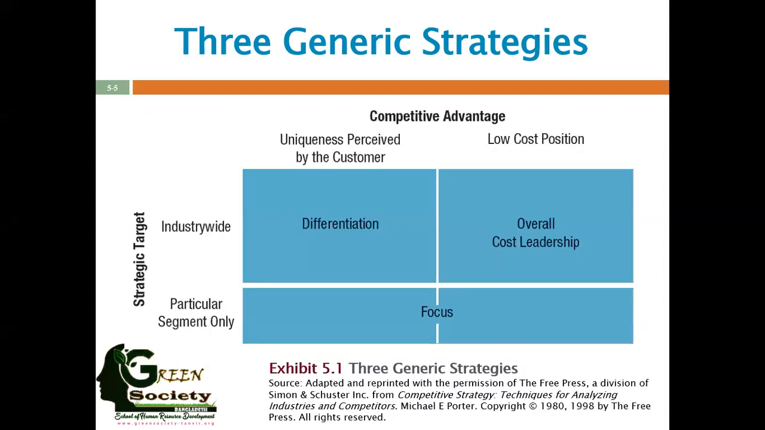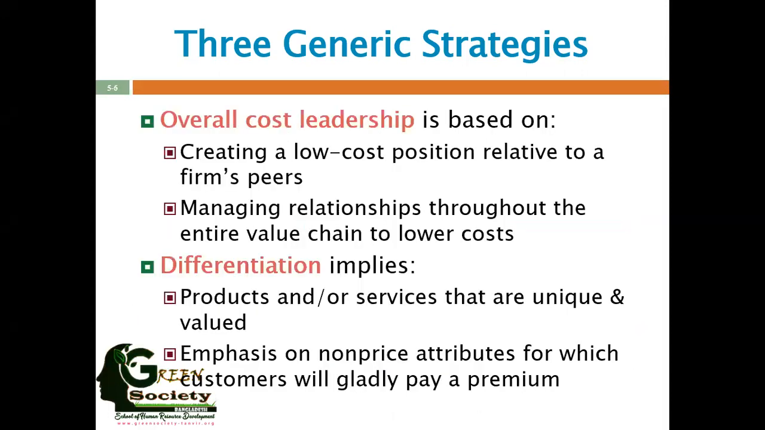Now it's the time to elaborate our discussion. So now, overall cost leadership is based on creating a low-cost position relative to a firm's peers. That is what I have already explained just a few seconds ago. And that's why you guys need to be very keen.